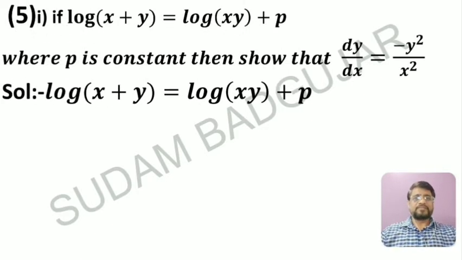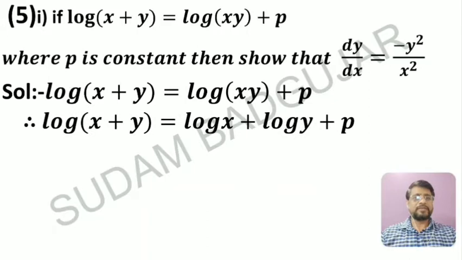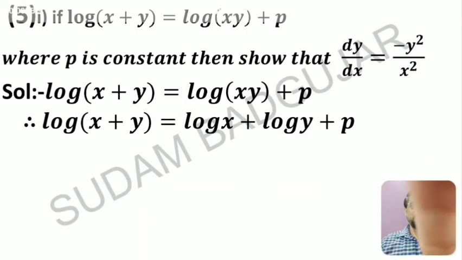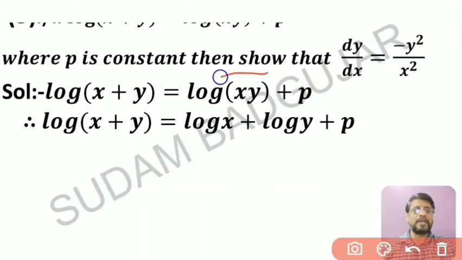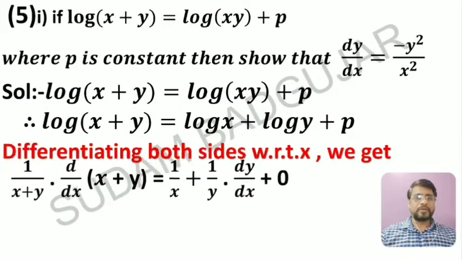Solution. Here the given function is log of (x plus y) is equal to log of xy plus p. Now in this case we have to apply the log of m into n formula, that is log of xy is equal to log x plus log y. Now it is a very simple form, so you have to differentiate with respect to x.